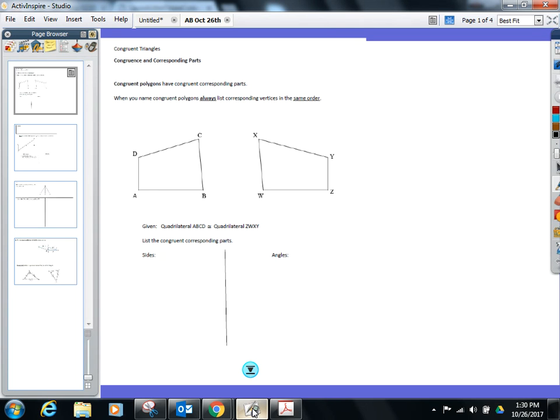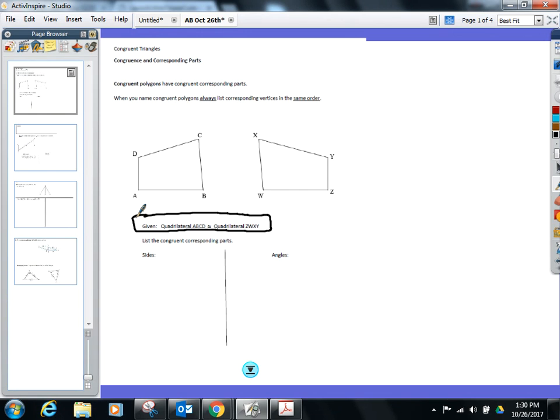But before I do that, I put two quadrilaterals up there, ABCD and WXYZ. And I told you, look what I gave you, that those two quadrilaterals are congruent. And if they're congruent, here's the big piece for today: if they are congruent, their corresponding parts are congruent.